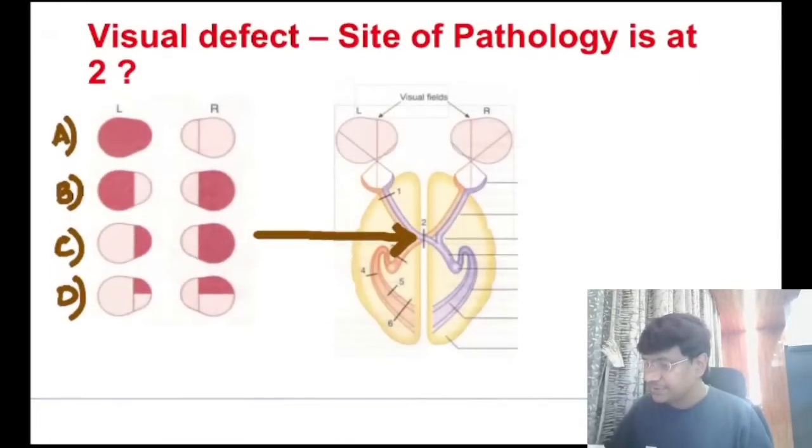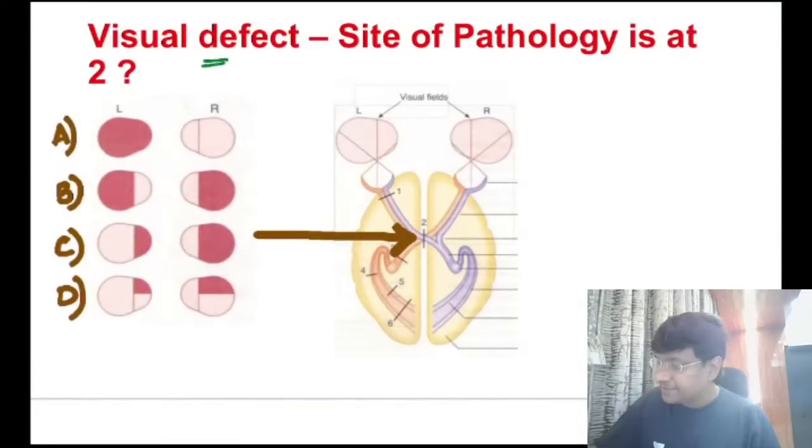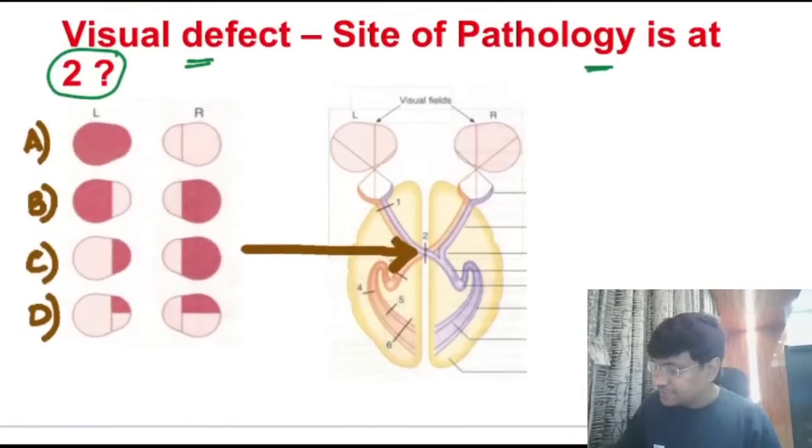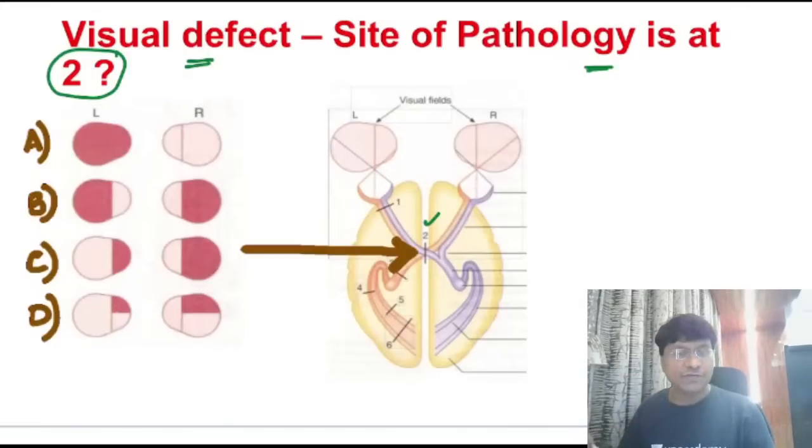Now answer this. What will be the visual defect if the site of pathology is at point 2? What is point 2? This is your point 2. So what will be the visual field abnormality if the defect is at point 2?